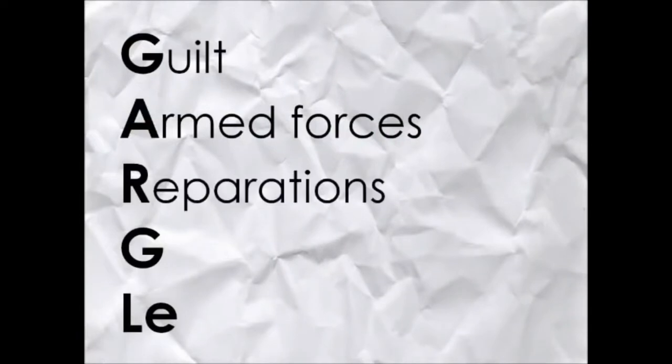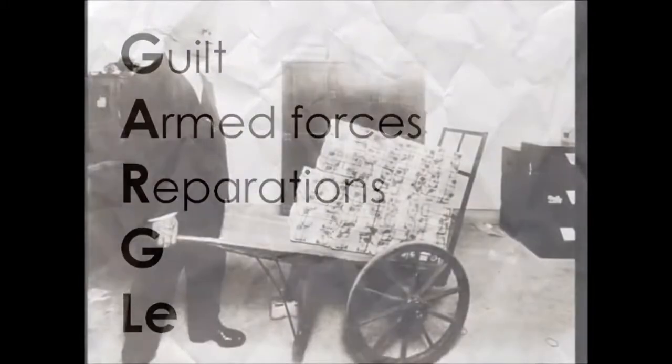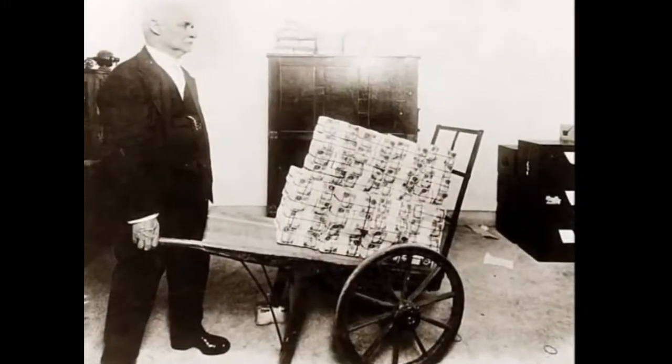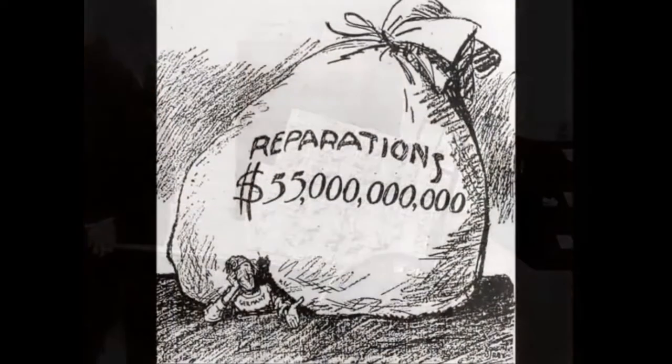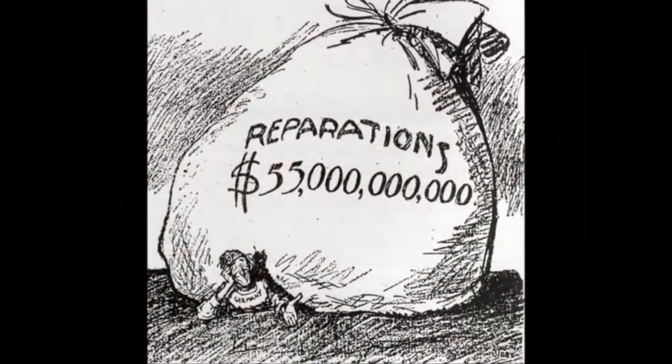Thirdly, Germany was ordered to pay reparations to the Allied powers for the damage caused by the war. The amount, £6,600 million, was an enormous figure, especially as Germany needed to rebuild its own infrastructure and economy following the war.